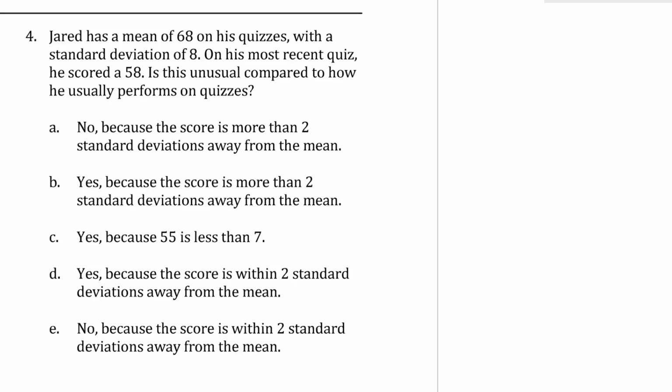Jared has a mean of 68 on his quizzes, with a standard deviation of 8. On his most recent quiz, he scored a 58. Is this unusual compared to how he usually performs on quizzes? And if you recall, there's multiple ways to see if something is considered unusual.